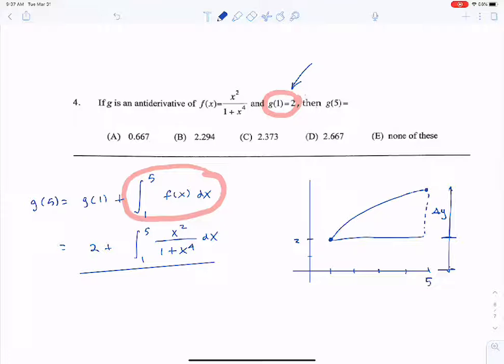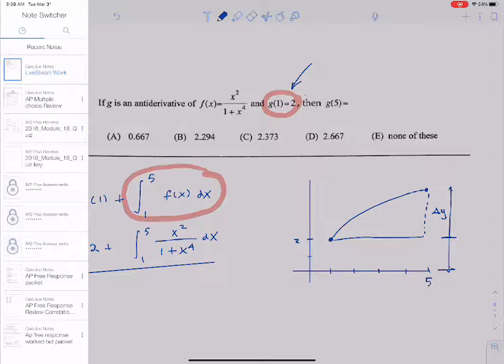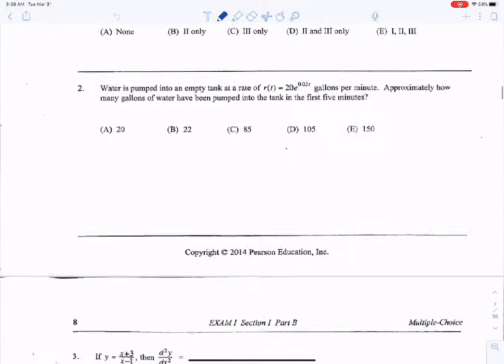Okay, so I'm going to skip around here a little bit just to make sure I'm answering different people's questions, and then I'll come back to the ones that are listed there. So let's go and do number 2.